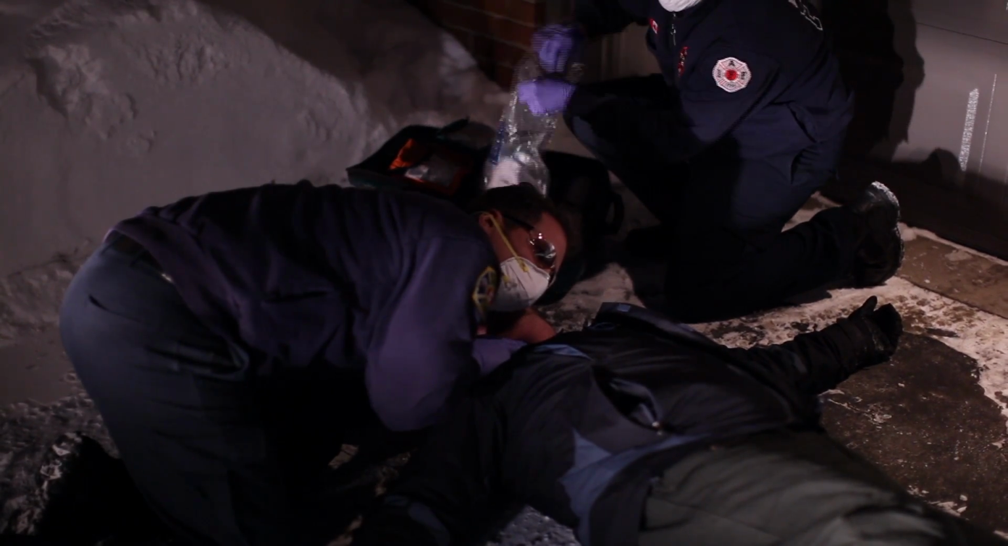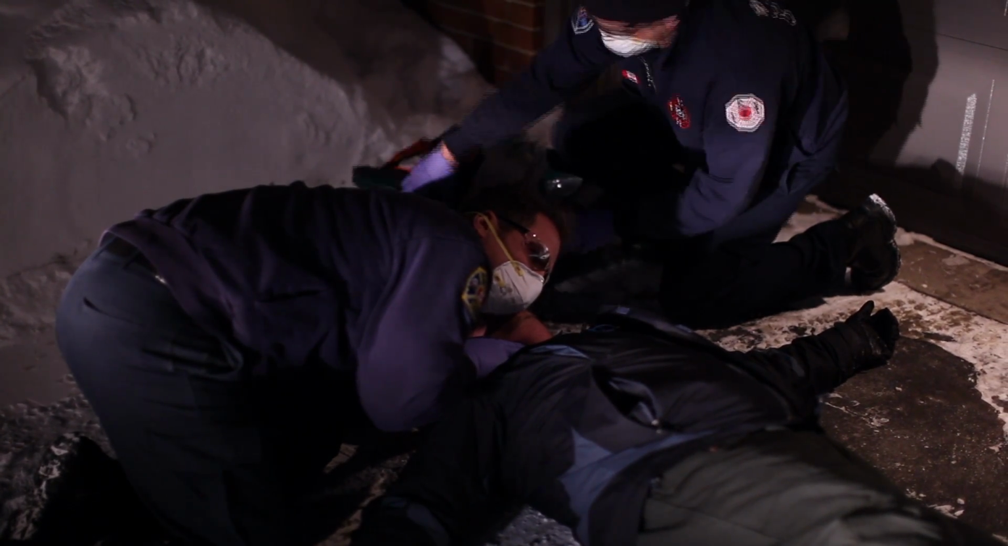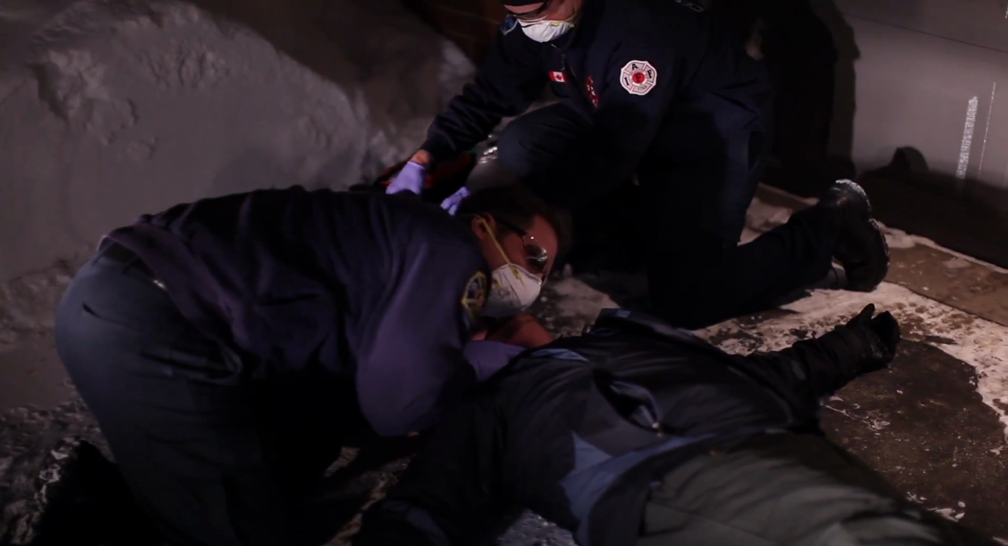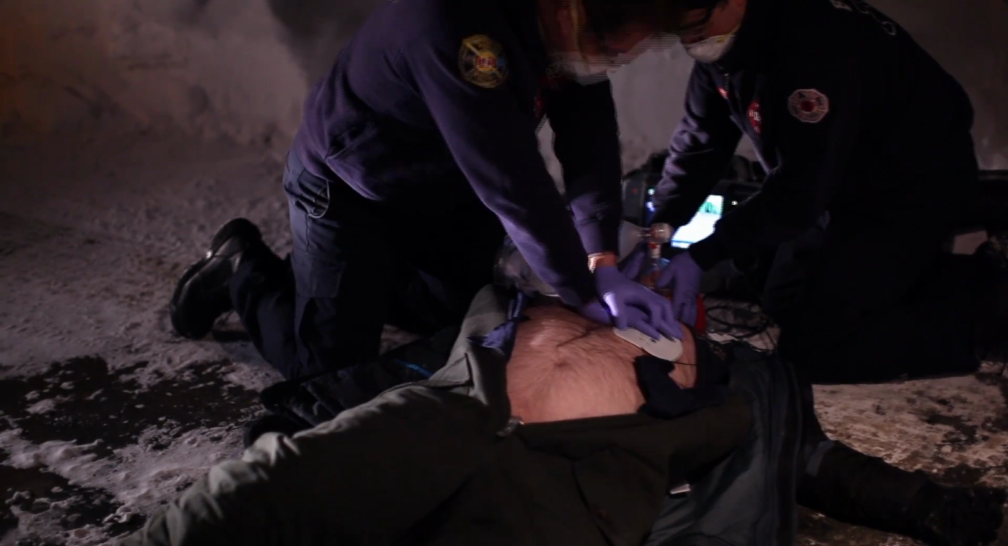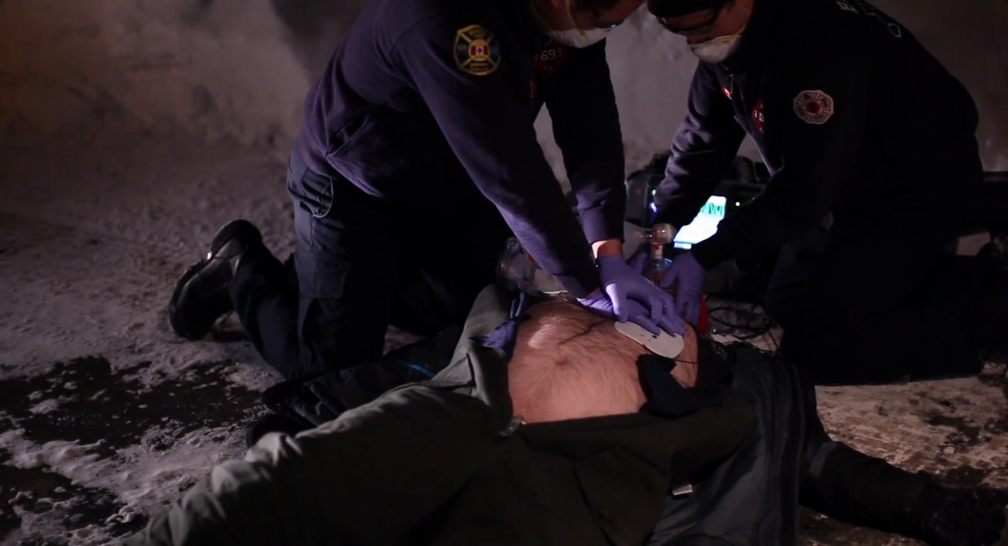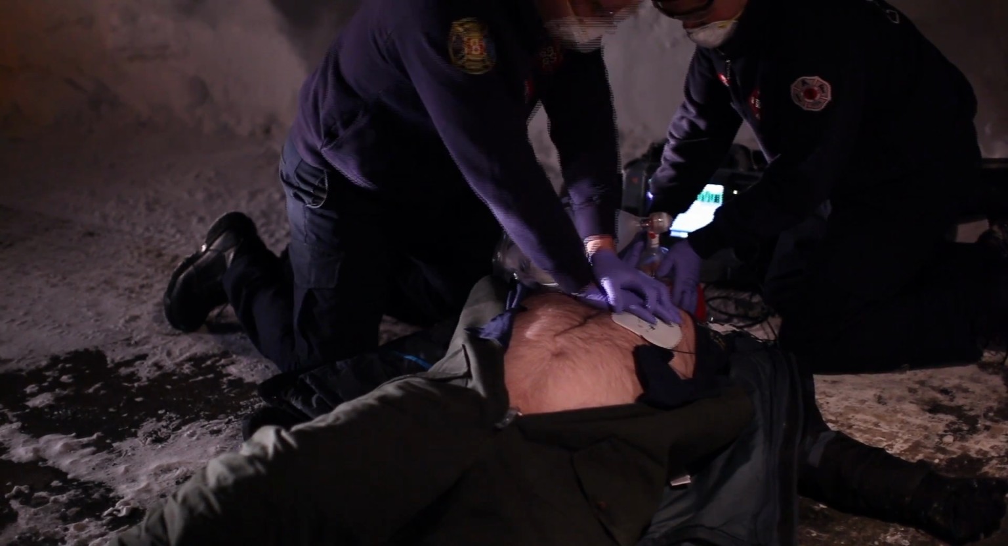Hypothermic VSA. Key points. Pulse check should take 30 to 45 seconds to perform. If possible, remove or protect the patient from the environment. Avoid rough handling, which may cause ventricular fibrillation. The maximum amount of analyzes is one analyze or one shock only. Ignore all subsequent analyze prompts after your 2 minutes of CPR and your first analysis.